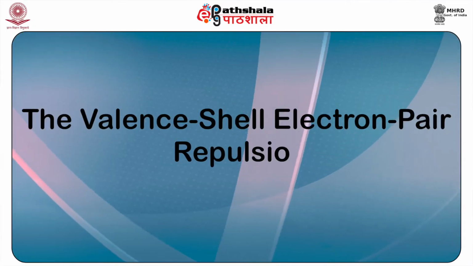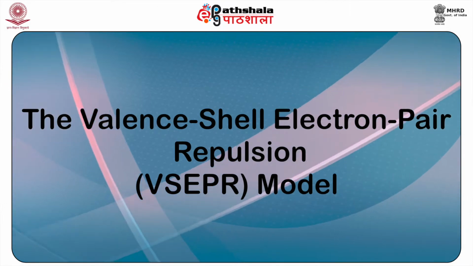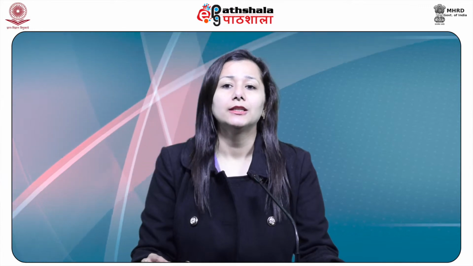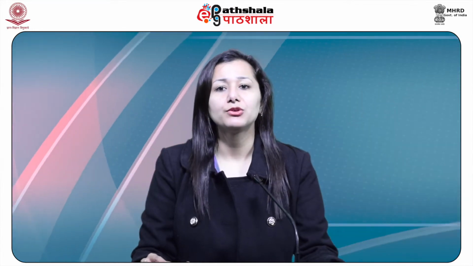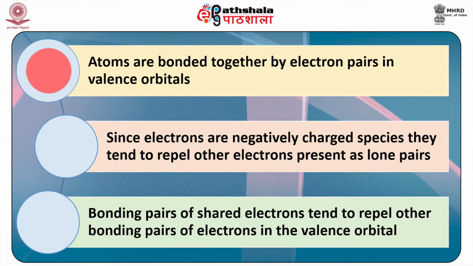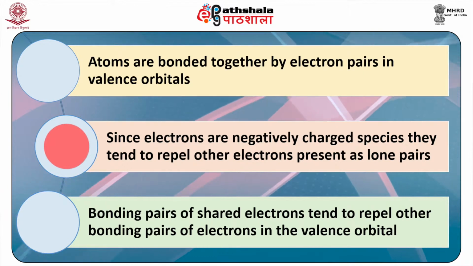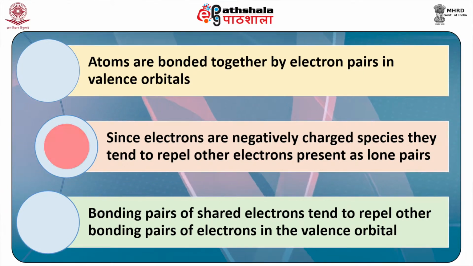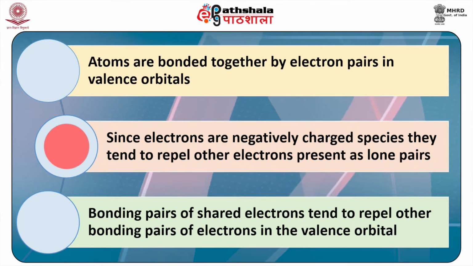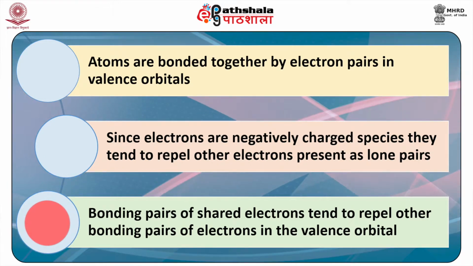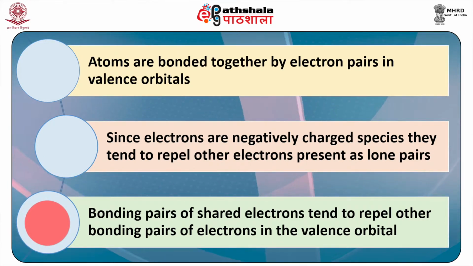Now, we shall have a look at the valence shell electron pair repulsion model. As discussed earlier, the VSEPR model helps in predicting the molecular structures where atoms are bonded together by electron pairs in valence orbitals. Since electrons are negatively charged species, they tend to repel other electrons present as lone pairs. Bonding pairs of shared electrons tend to repel other bonding pairs of electrons in the valence orbital.